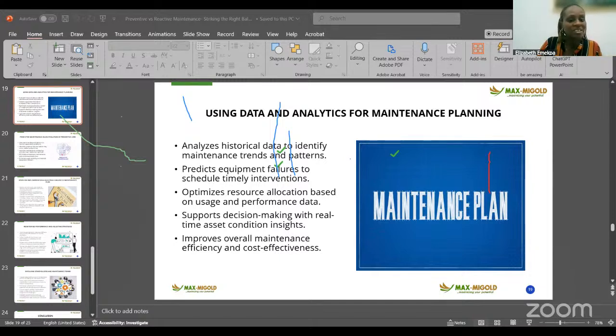Improves overall maintenance efficiency and cost effectiveness. Okay, support decision-making with real-time asset condition insights. Just as I've explained, all right? Next slide, please.